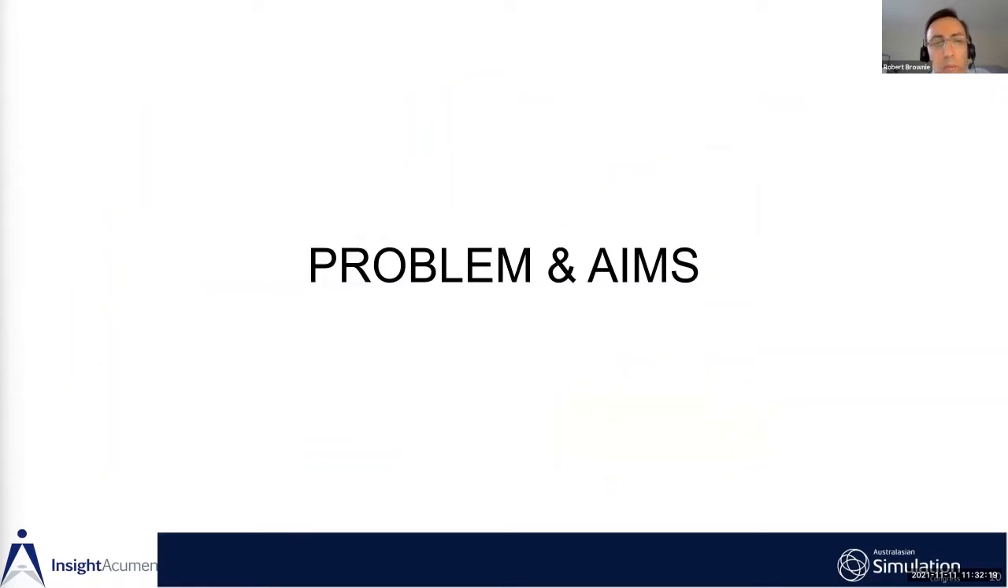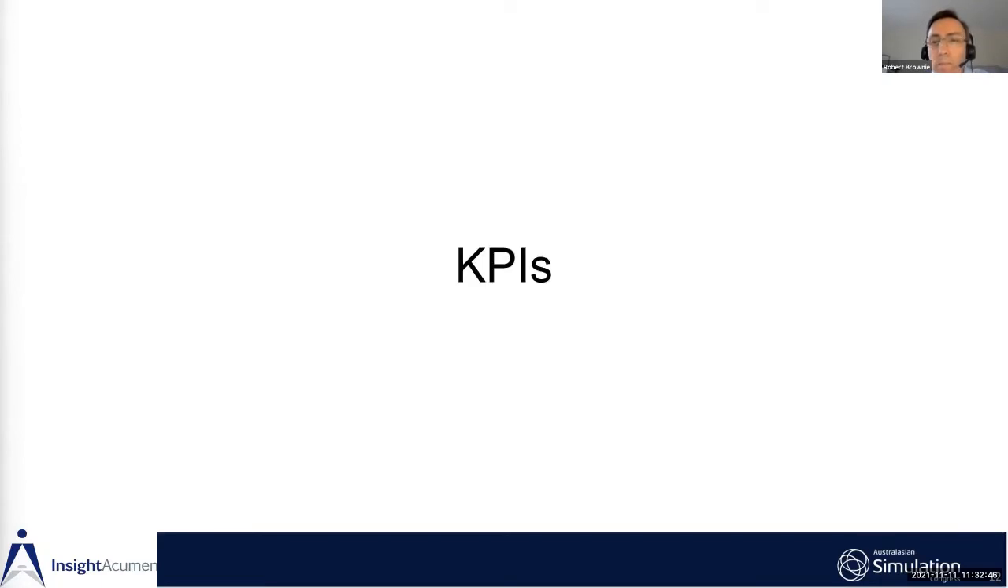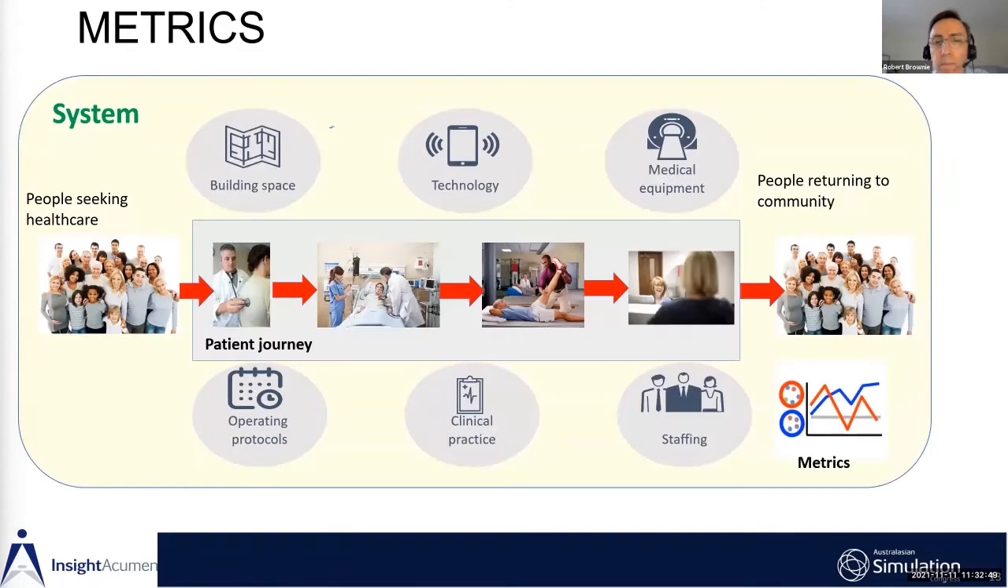So the identified problem and our project aim specifically, we were to test the design of a new hospital to establish future design. For data, we had current demand for model validation and forecast demand in 31-32 and 2036-37. We were to build and test the model against future KPIs and test the future performance via various scenarios. To the KPIs. The KPIs were provided by subject matter experts from within the current system, with emphasis on resource demand measured by utilisation and waiting time.